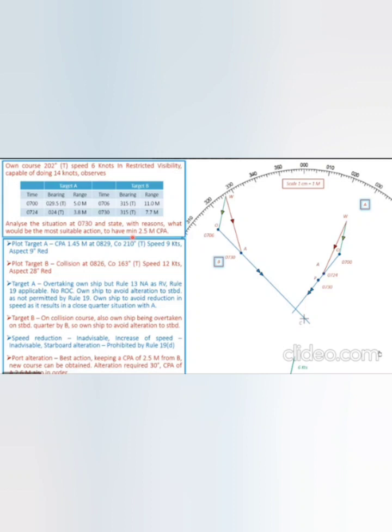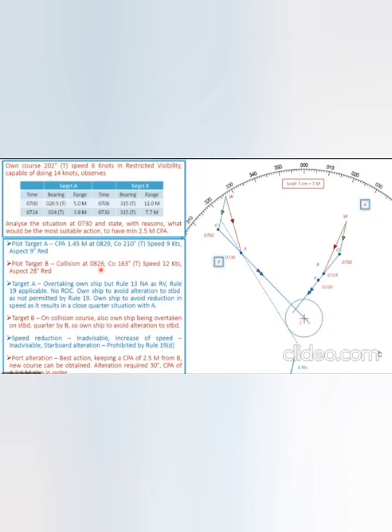So for this, let us open up our compass equal to 2.5 miles as per our scale. Center our compass at the center of the radar plotting screen at point Charlie, and let us now draw our CPA circle. So you see the CPA circle of 2.5 miles coming up on the plot. Now out of these two targets, target A and target B, if we have a look at their TCPAs, target A is happening at 0829, target B is happening at 0826, which is very close, almost happening at the same time.